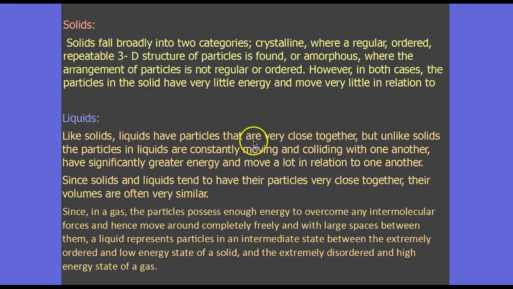Liquids. Like solids, liquids have particles that are very close together, but unlike solids, the particles in liquids are constantly moving and colliding with one another. They have significantly greater energy and move a lot in relation to one another. Since solids and liquids tend to have their particles very close together, their volumes are often very similar. Since in a gas, the particles possess enough energy to overcome any intermolecular forces, that's the forces between the individual molecules, and hence move around completely freely and with large spaces between them, a liquid represents particles in an intermediate state between the extremely ordered and low energy state of a solid and the extremely disordered and high energy state of a gas.